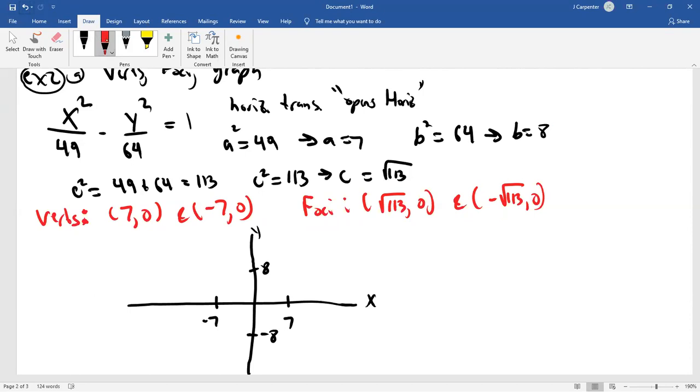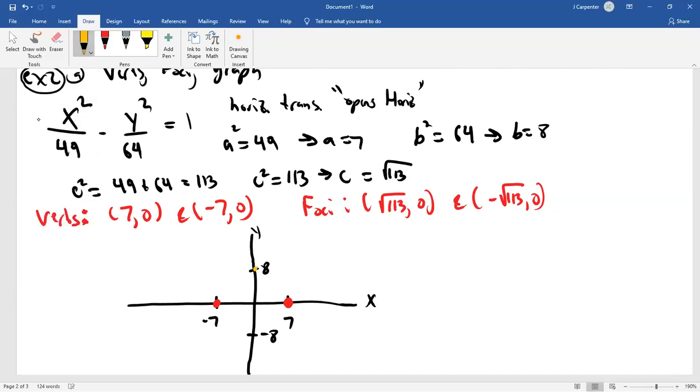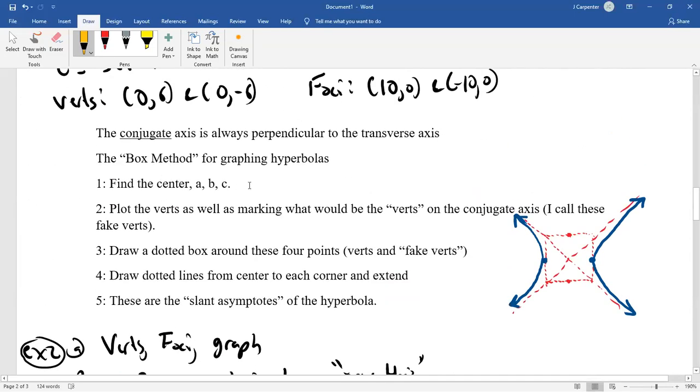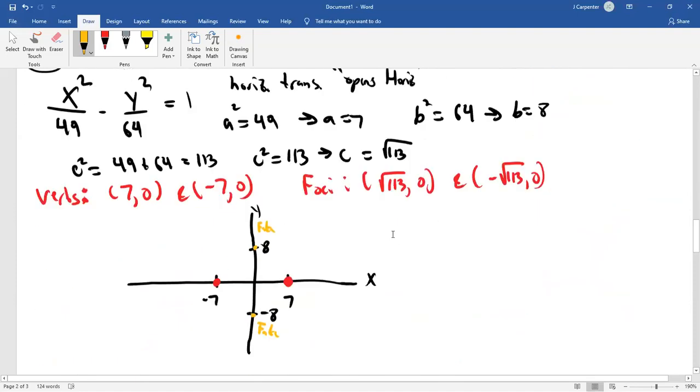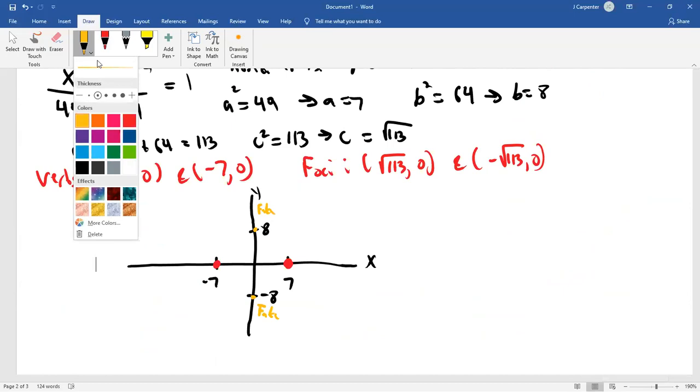So our actual vertices are here and here. There will be fake points on the 8 and negative 8 in just a second. So I'm going to do them in, let's go yellow. So a little fake point here and a fake point here. This is just for the box method. So find the center, A, B, and C. Plot the vertices as well as marking what would be vertices on the conjugate axis, the fake vertices. So the red ones are the real ones, the yellow ones are fake, they're just important for the box. So now let's draw up our box.